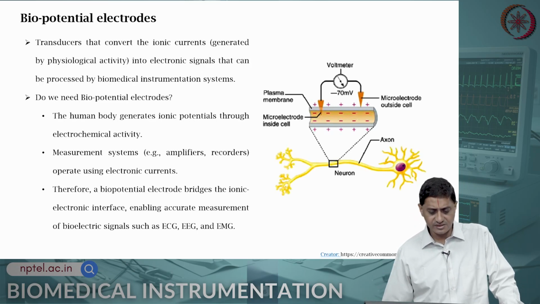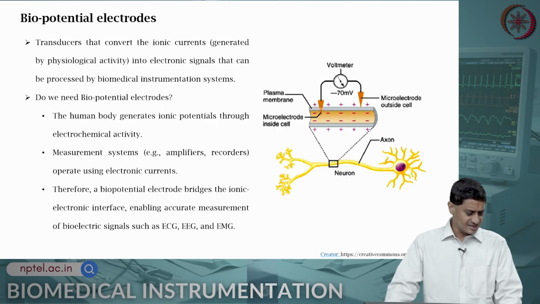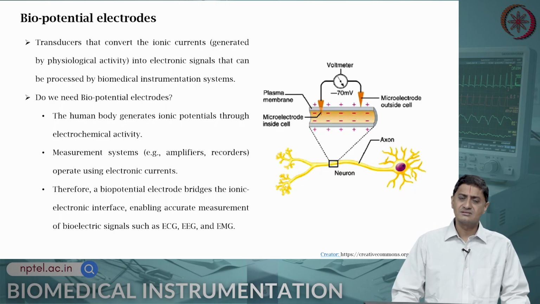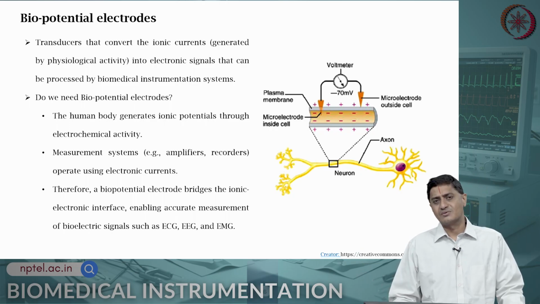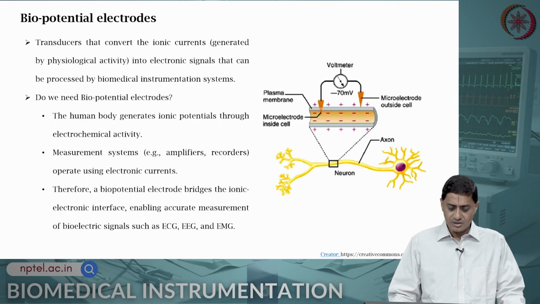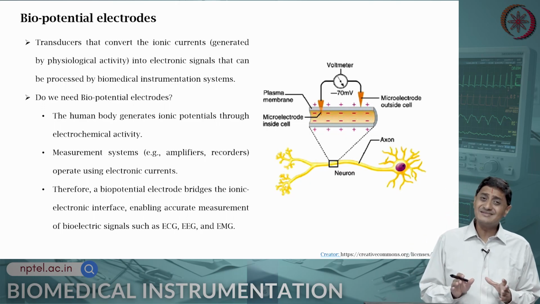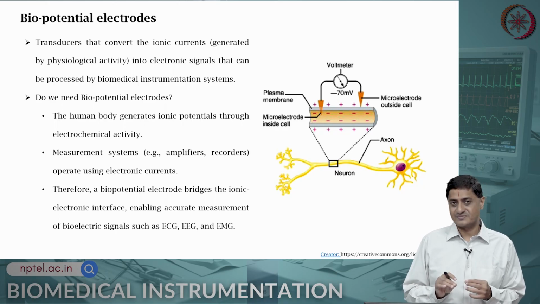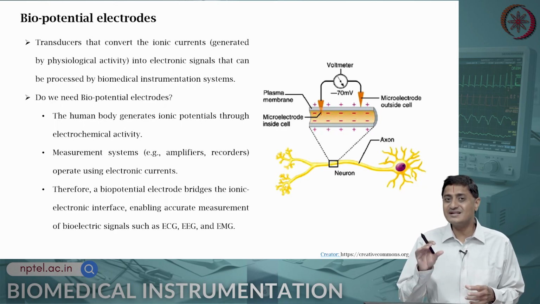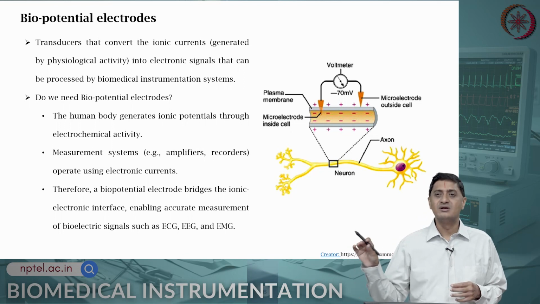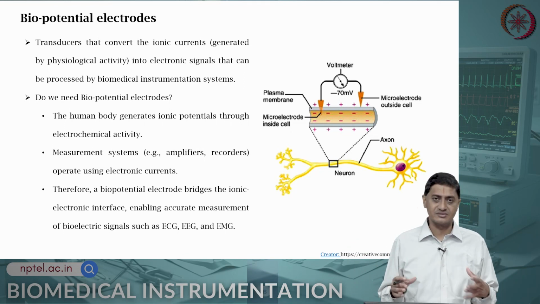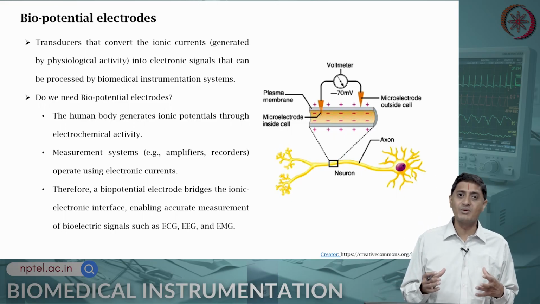Now, what are these biopotential electrodes? These are essentially transducers that achieve a great task. What is this task? Note that the currents that happen inside the excitable cells are ionic in nature. Physically, ions move from, say, the inside of the cell to the outside of the cell, or from one part of the cell to another part of the cell. This involves physical movement of ions.